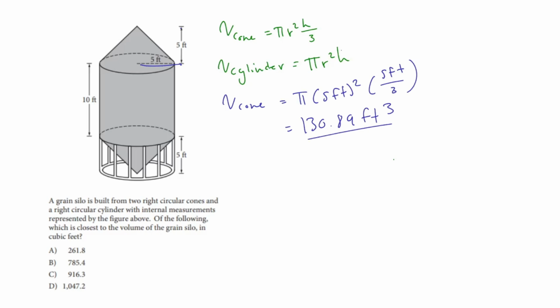Now our next step will be to multiply this by 2 since we have two cones. So 2 cones would be equal to 130.89 feet cubed times 2. And this gives us an answer of 261.80.